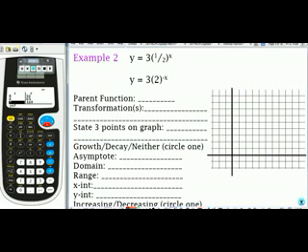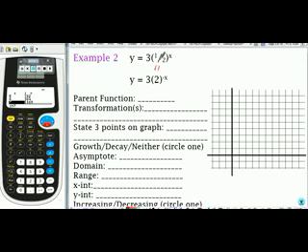Alright, let's try another one. y equals 3 times (1/2) raised to the x, or y equals 3 times 2 raised to the -x. Remember, the negative exponent flips the base over the fraction bar. So these two are equal equations. They mean the same thing. It's easier for me to see what I want in this format here, because I see that my b is clearly a fraction.